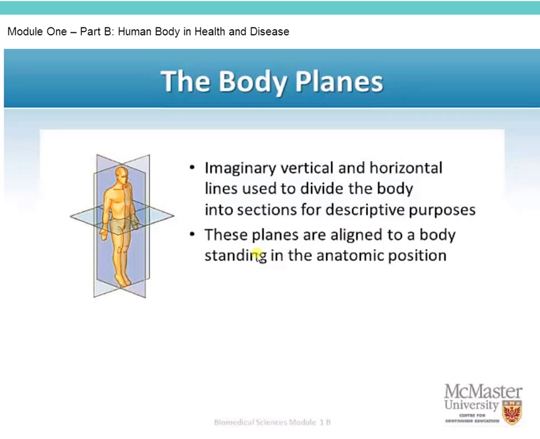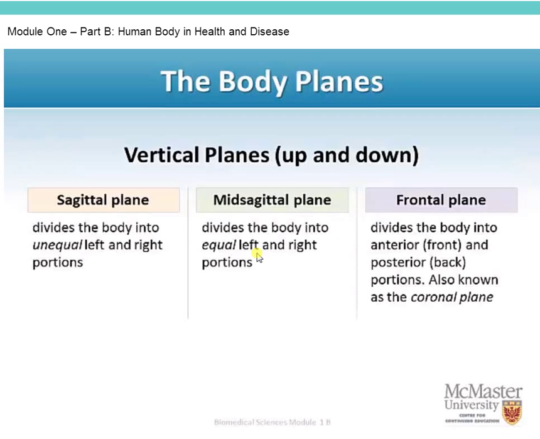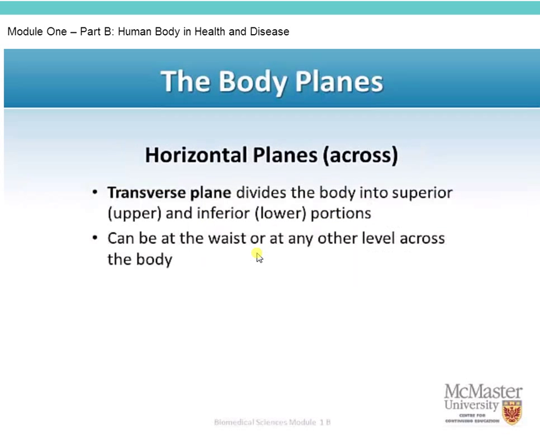Body planes are imaginary vertical and horizontal lines used to divide the body into sections for descriptive purposes. These planes are aligned to a body standing in the anatomic position. There are three body planes of which you should be aware: the sagittal plane, the mid-sagittal plane, and the frontal plane. Then we have the horizontal plane, the transverse plane.